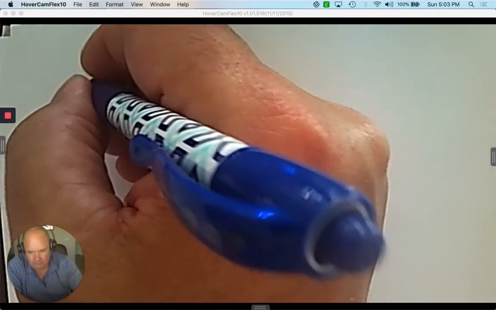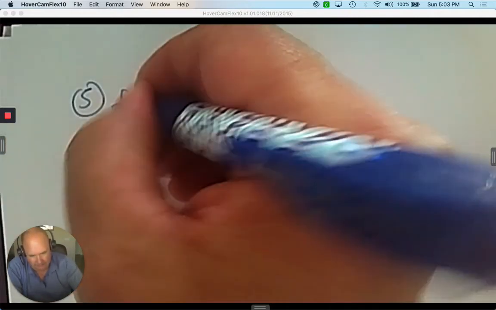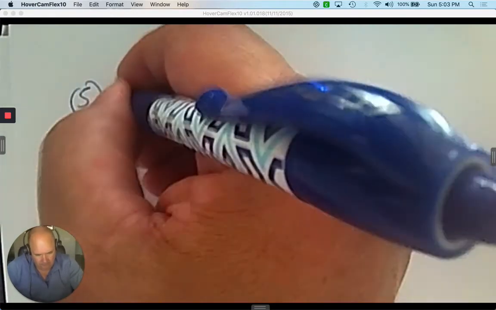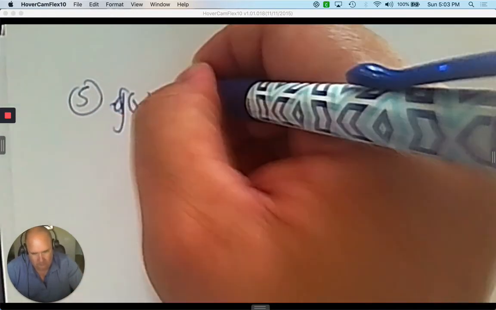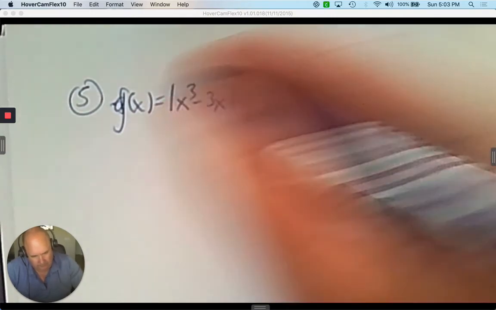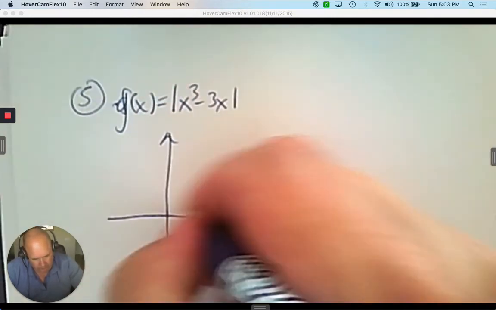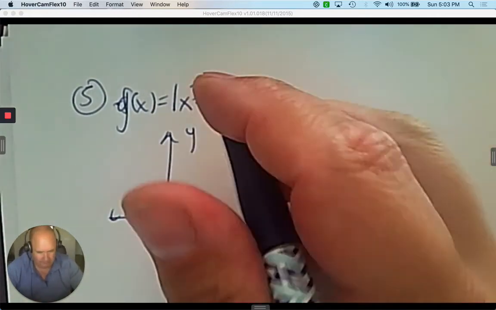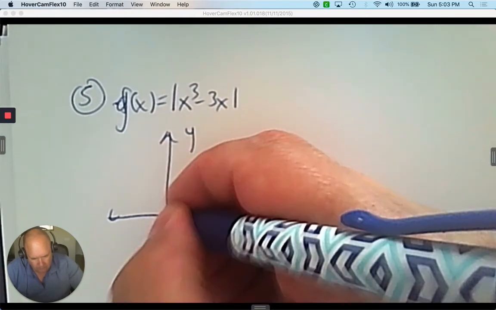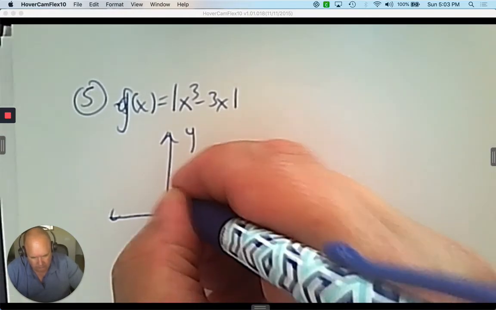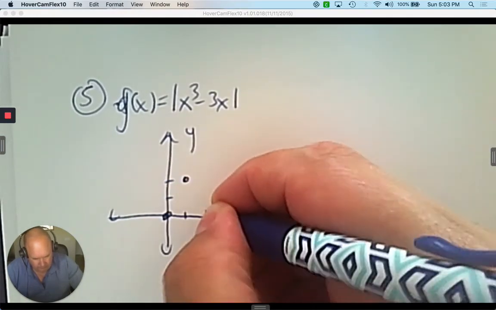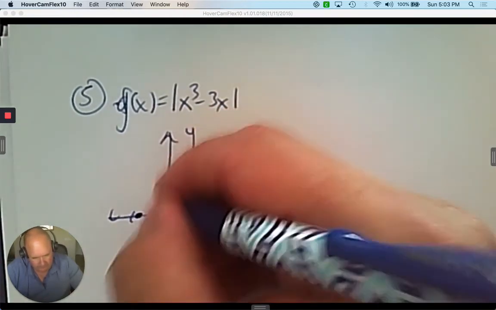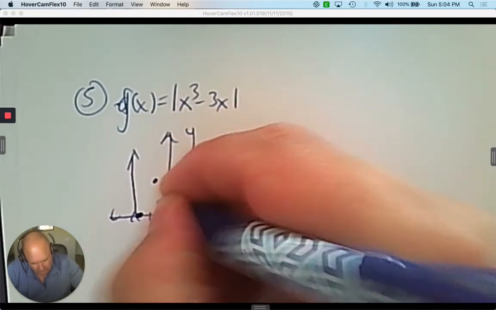So if I was going to graph the absolute value, nothing will be below the x-axis. Everything is positive in the y's. We have our 0, 0. We have 1, 2. We have our intercepts. Those intercepts are the same. And so this is what it would look like.